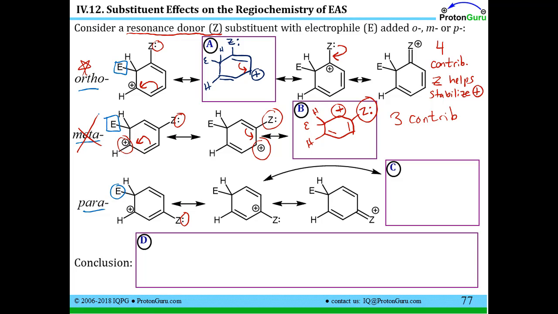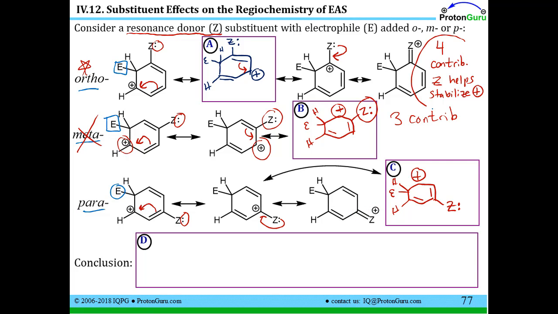How about in the case where we do a para substitution pattern? Well, we have the plus charge here to start with. We can move this pair of electrons over here, moving the plus charge here. That gets us to this structure. And now we have a choice between moving this pair, which will get us to the structure in box C, or we can take the lone pair on the resonance donor Z and donate it to make this double bond here.